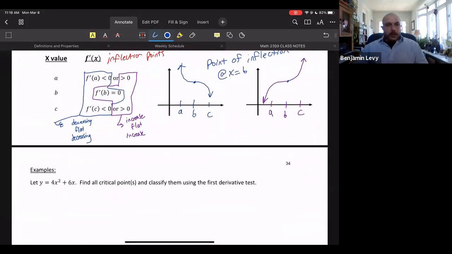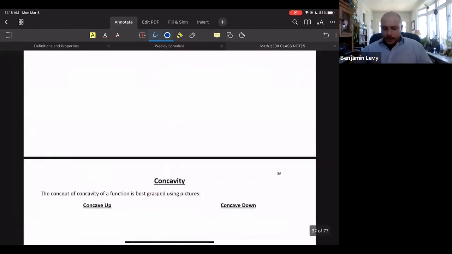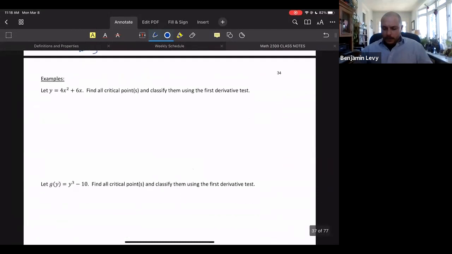All right. So there's 3 on the next page. I'll do 2 of them and then maybe ask you to think about one. Maybe split you up. Let me page ahead and remind myself what's coming up here. Then we've got concavity. Okay, great.